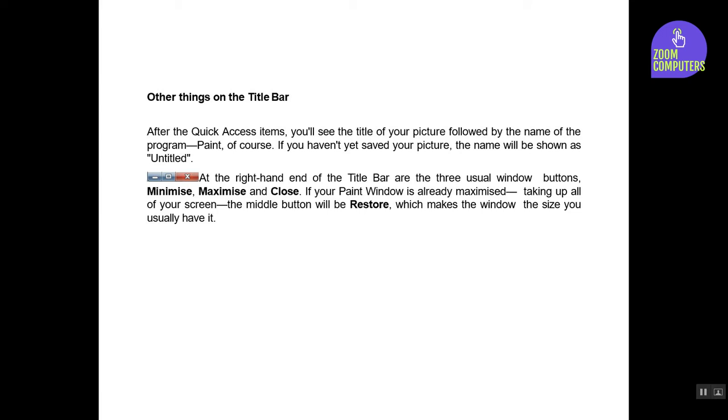At the right-hand end of the title bar are the 3 usual window buttons: minimize, maximize, and close. If your Paint window is already maximized, taking up all of your screen, the middle button will be restore, which makes the window the size you usually have it.